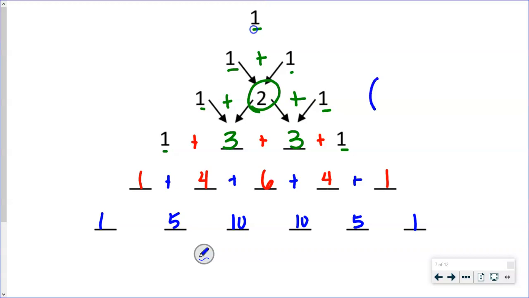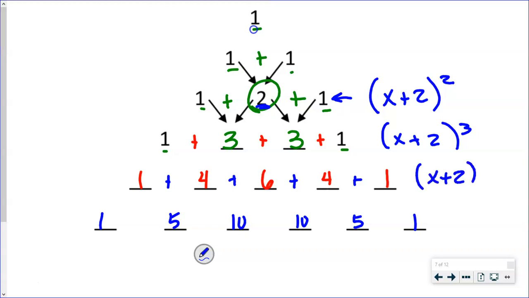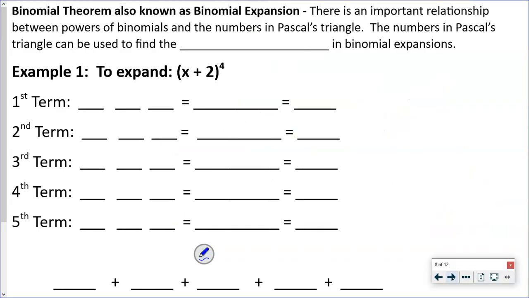So in other words, if I had x plus 2 squared, I would pull from this row because my number here is 2. X plus 2 to the third, I would pull my coefficients from that row. X plus 2 to the fourth, I would pull from this row. X plus 2 to the fifth, I would pull my coefficients from the fifth row. So when we're talking about rows, we're talking about really that second number that determines which row we're pulling the coefficients from.